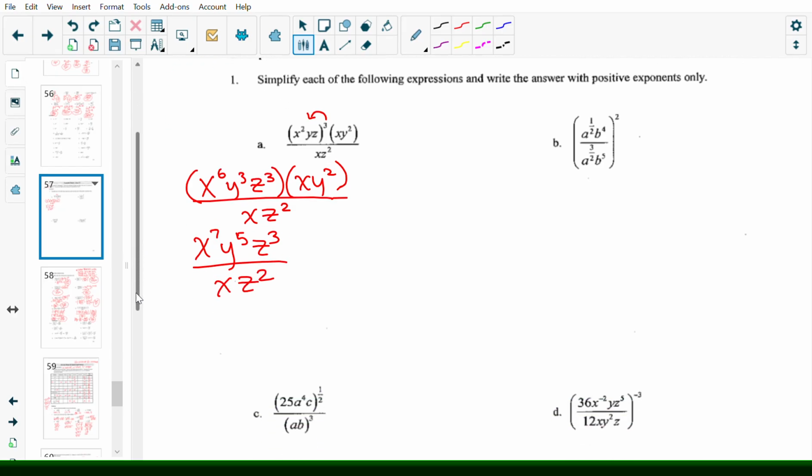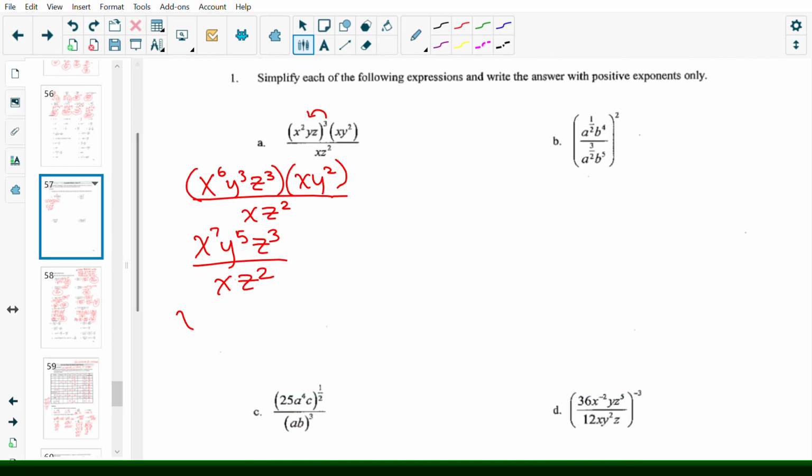Let's use the quotient law. X to the 7 minus 1 is x to the 6th. Y to the 5th stays y to the 5th. And z to the 3 minus 2 is z to the 1. So my final answer is x to the 6th, y to the 5th, and z. Next one, rational exponents inside brackets with an exponent again.